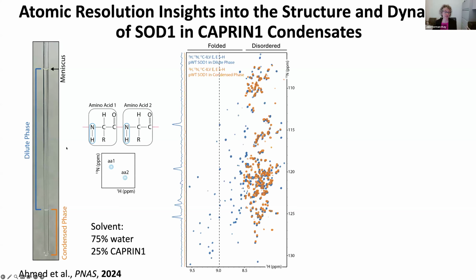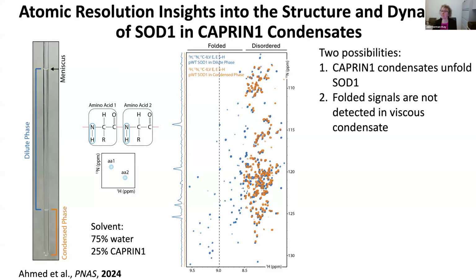If you take off the dilute phase and put it into another NMR tube, you can measure the dilute phase NMR spectrum, shown in blue, and you can see the amide proton chemical shift dispersion is reflective of folded protein. The amide chemical shift dispersion for SOD1 in the caprin condensed phase is very narrow, reflective of it being disordered.